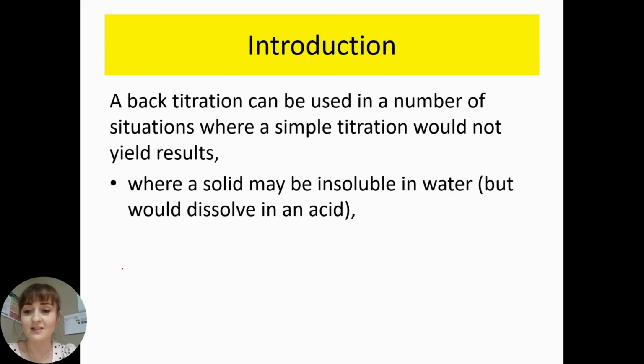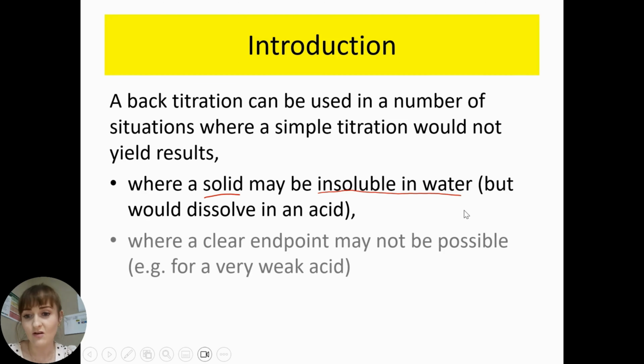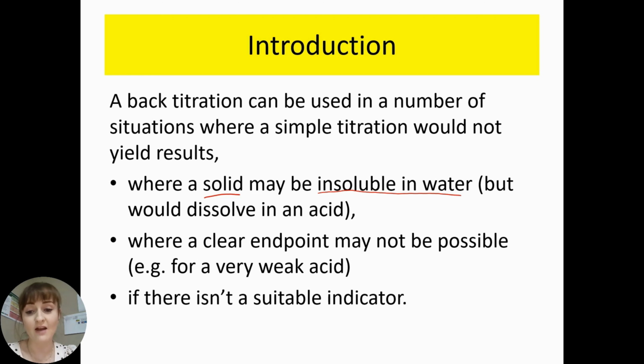An example of this is maybe where you're starting with a solid and I can't dissolve that solid in water, and I have to dissolve it in something else instead. Or maybe there just isn't a very clear color change or endpoint possible for this reaction. So for example, if you have a very weak acid. Or maybe you just don't have a suitable indicator at all. So you only do a back titration if you can't do a regular titration.